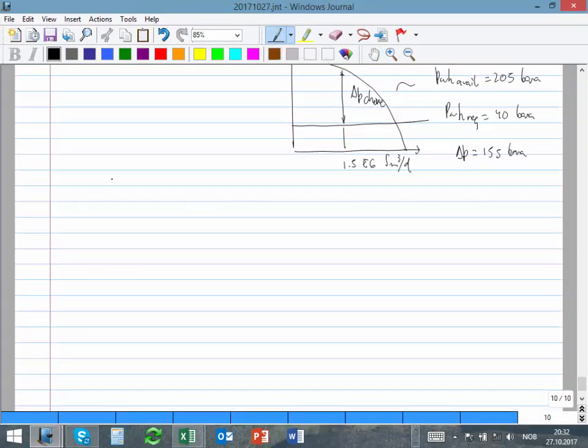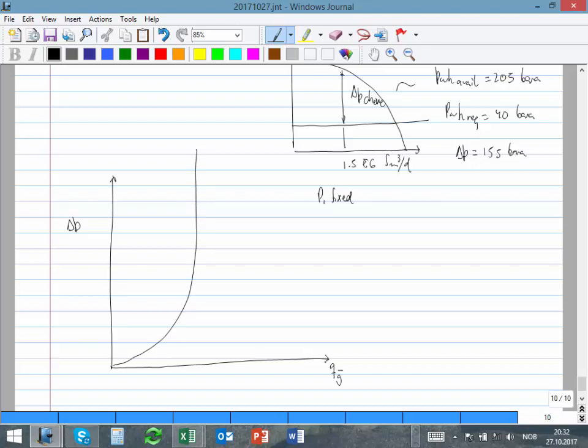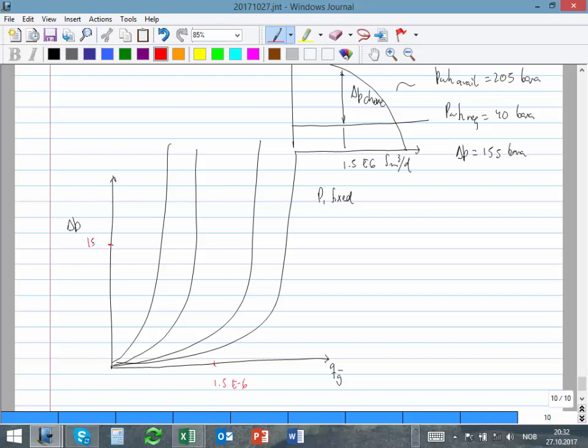Now let's go to this diagram. I think it's useful to say QG and delta P. I have this series of plots for P1 fixed. And we have this plot, and this plot. And we have a point here, this is 1.5 e to the minus 6, and the delta P is 155 bar.